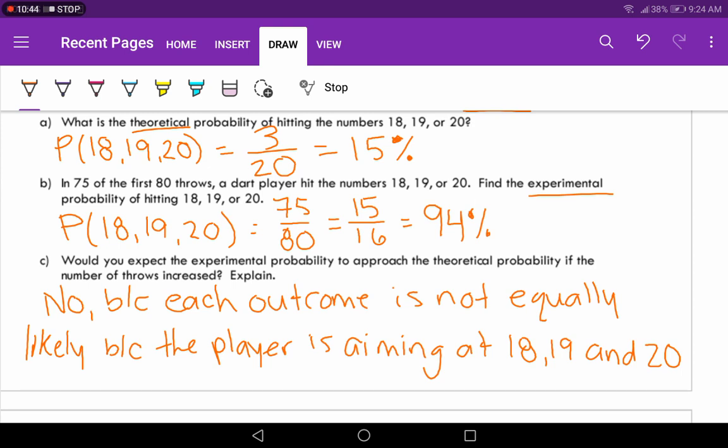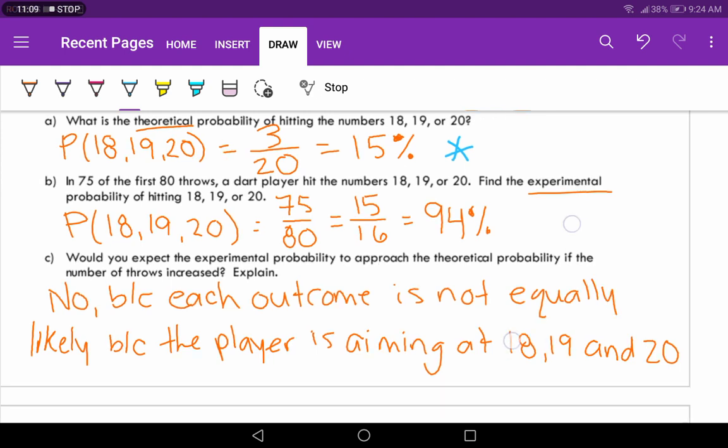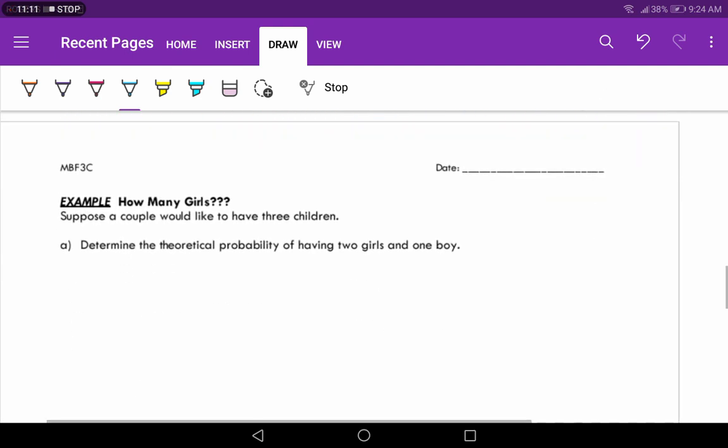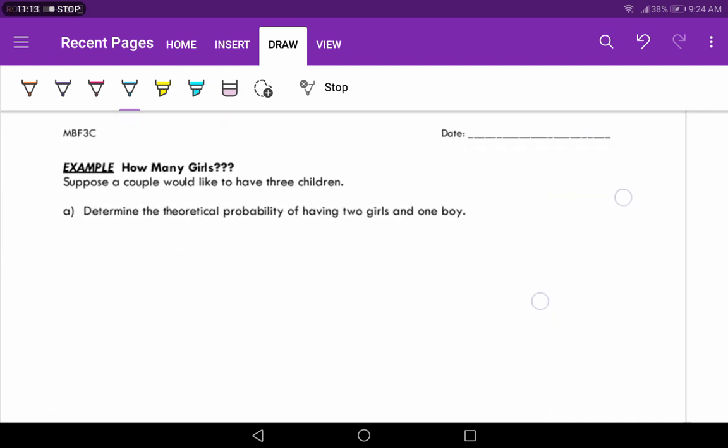If he was blindfolded and he wasn't necessarily aiming, or maybe we should talk about not like an actual dart player. If you or I were just standing there and closed our eyes and aimed at the dartboard generally and threw it, that would kind of account for this theoretical probability, right? For us, it might be a 15% chance that we hit 18, 19, or 20. But if we're actually aiming at those, there's going to be a higher chance, assuming that we're somewhat accurate in our throws.